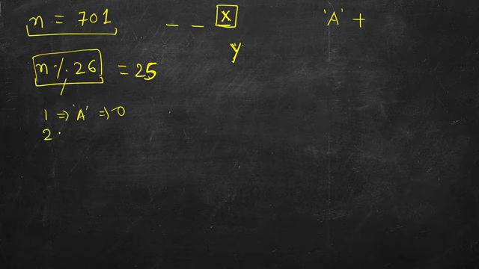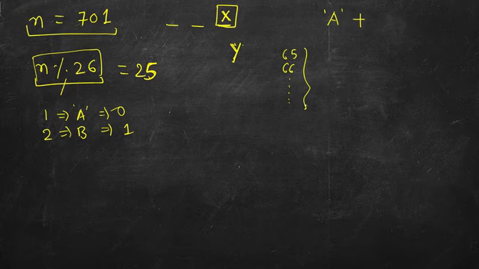If the remainder is 2, it should be B. That is, we should add 1 to it. So if we add 1 to the ASCII value of A, the ASCII value of A is 65, for B is 66, and so on. So for B it should be 1. So when the remainder is 2, we have to add 1.